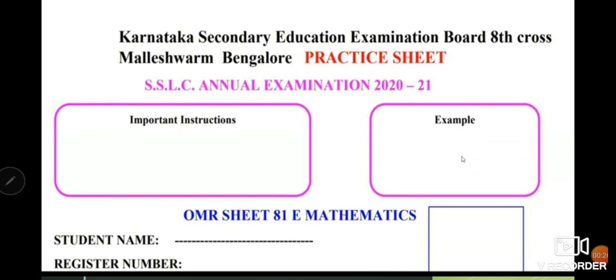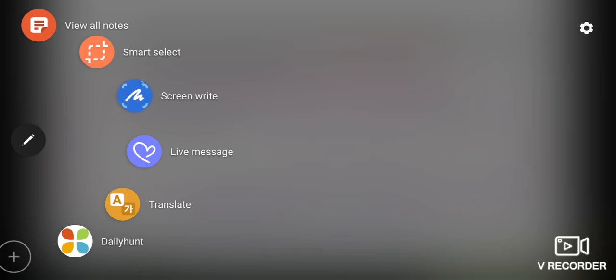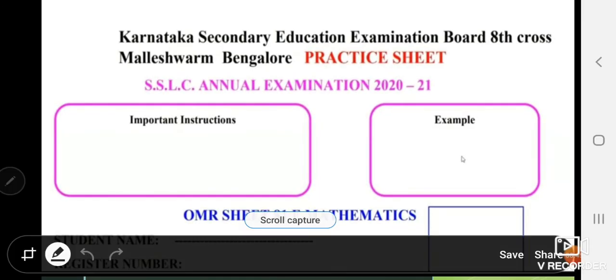My dear students, today I am going to give the important information regarding the update of the examination 2021 as per the reduced syllabus and new pattern of exam. So as you are seeing here, this is the OMR sheet of the year 2021. It is just a sample one. Karnataka Secondary Education Examination Board. Important instruction and example.